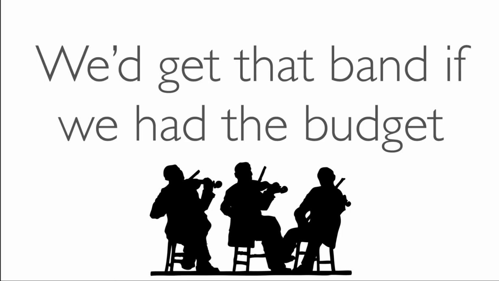And again, budget is the amount of money you have to spend on something specifically. So people have a grocery budget or a vacation budget, the amount of money you're going to spend on a vacation this year. Now, we'd equals we would. That's one of the biggest contractions in English. We would is we'd. So we'd get that band if we had the budget.